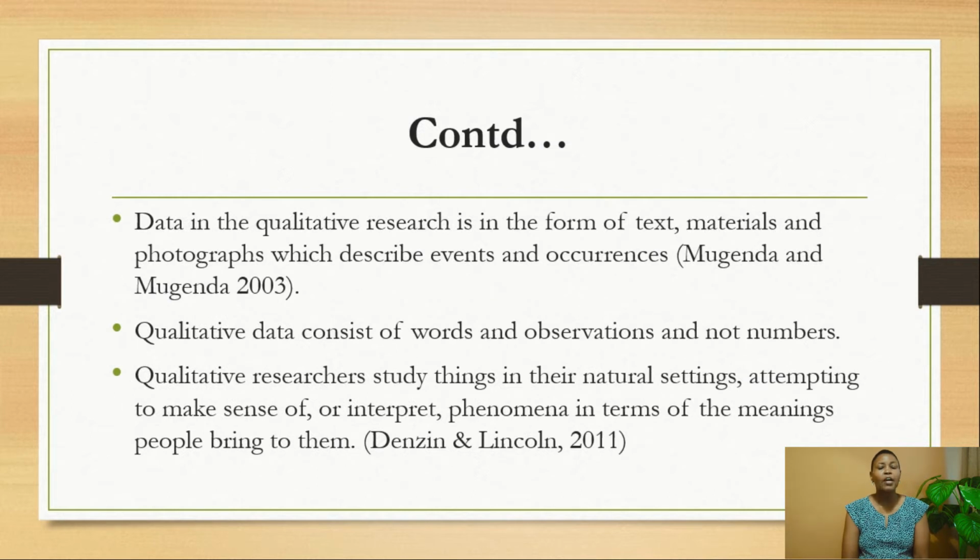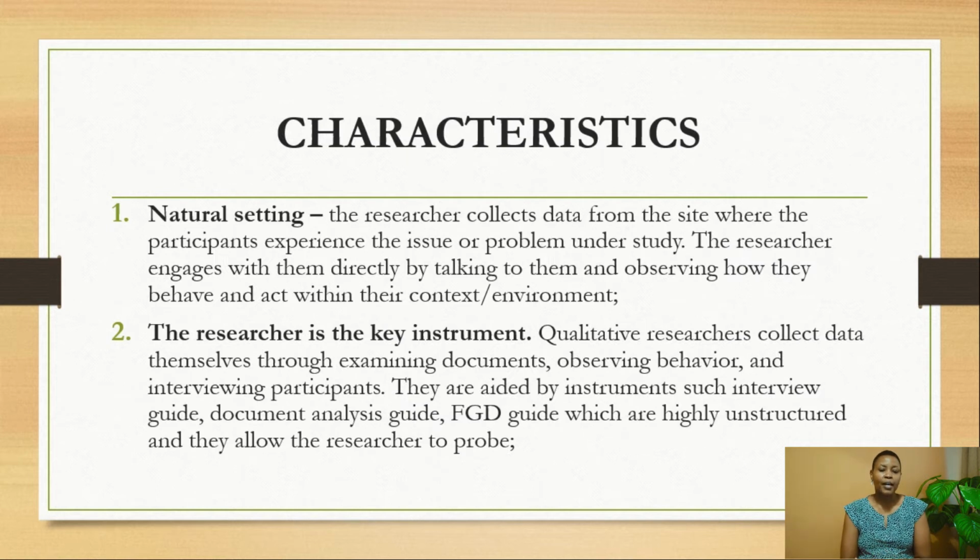So data in qualitative research is in form of texts, it is in form of materials and photographs, it is in form of words, it is in form of observations and not numbers. And this type of data describes the events and occurrences of the phenomena when it is in its natural setting. So a qualitative researcher tries to make sense of or interpret phenomena in terms of the meanings people bring to them. Let us look at the characteristics.